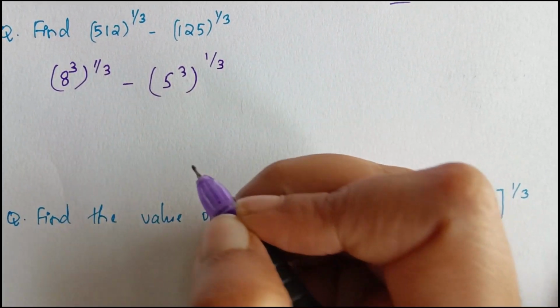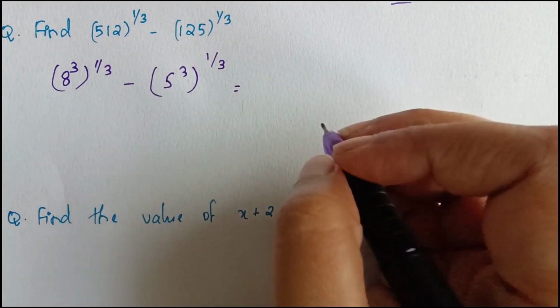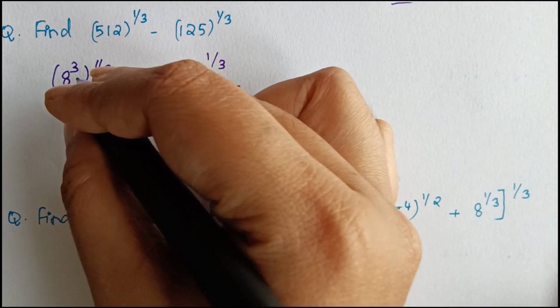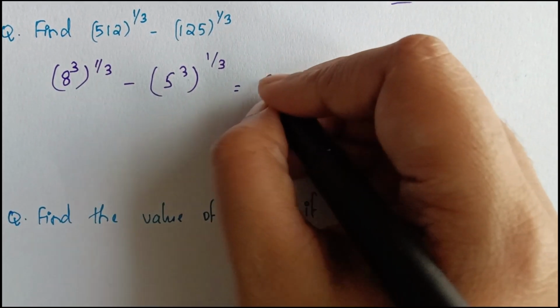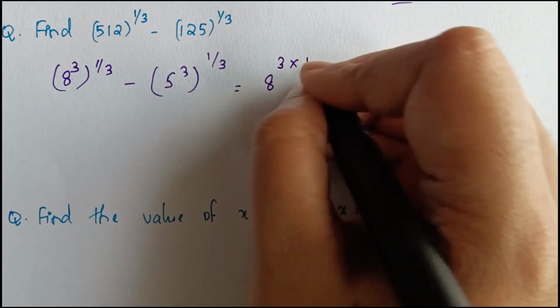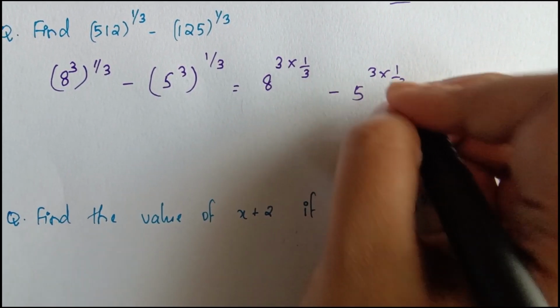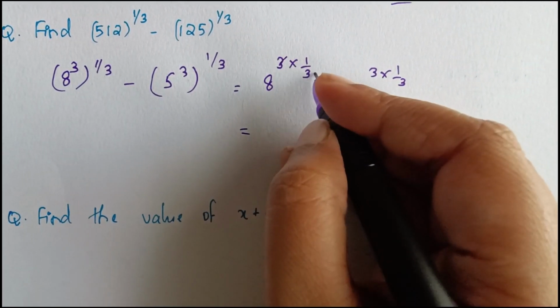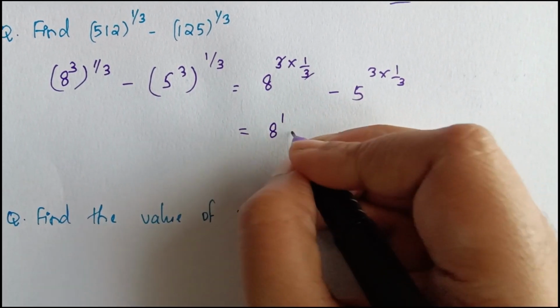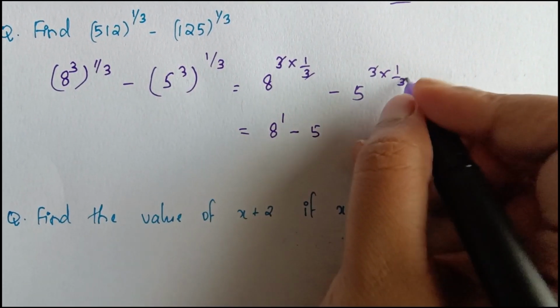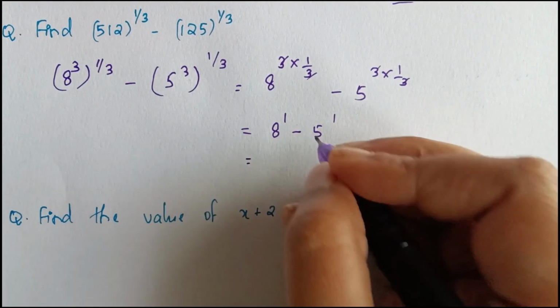So 8 cube whole raised to 1 by 3 means 8 raised to 3 into 1 by 3. Similarly, 5 raised to 3 into 1 by 3. So the 3 and 3 get cancelled. So 8 raised to 1 minus 5 raised to 1. This is equal to 8 minus 5, which is 3. 3 is the answer.